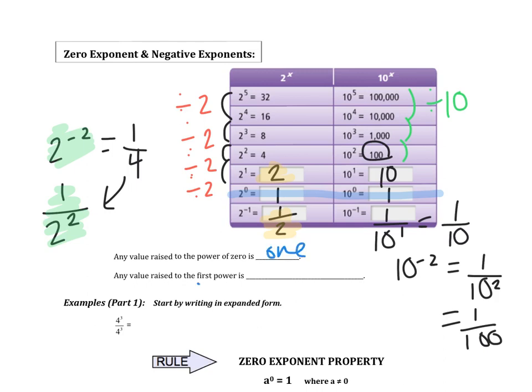Any value raised to the 1st power is itself. You probably recognize that too. When you had 2 to the 1st power, it was just 2. 10 to the 1st power was just 10.